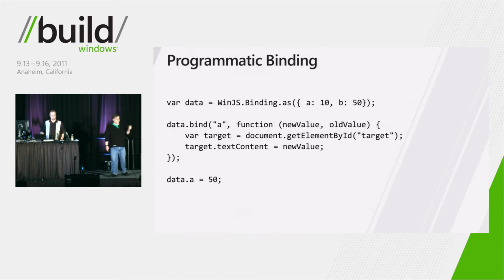Programmatic binding, again, we didn't show this in the interest of time. One of the other things WinJS.Binding.as does is it gives you an object back that has a bind method on it. So you can hook up not just the UI through declarative binding, you can hook up a function that says whenever this property changes, go call this function. You get the new value, you get the old value, and you can do whatever you want.